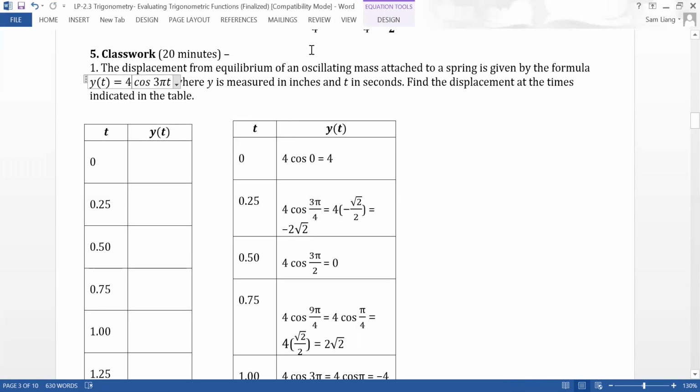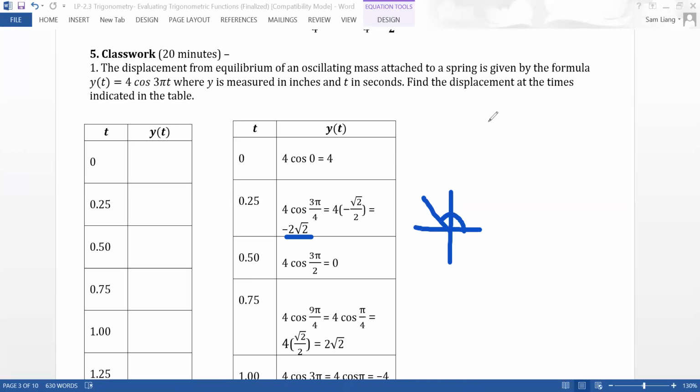That'll be 3 pi over 4. That's the second quadrant, 135 degrees, right over here. So the reference angle is 45 degrees. Cosine of 45 degrees is root 2 over 2, but this is negative because we're in quadrant 2. So this would be negative root 2 over 2. After multiplying, you're going to get negative 2 root 2 as your final answer, because 4 divided by 2 is 2.